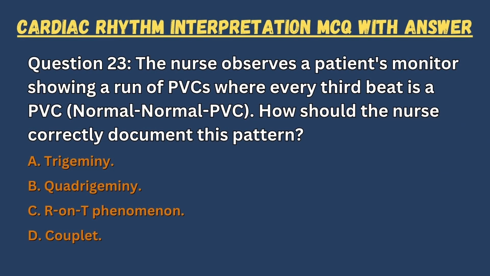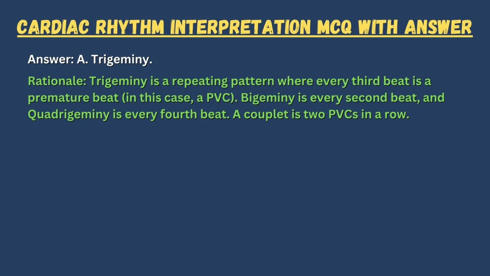Question 23. The nurse observes a patient's monitor showing a run of PVCs where every third beat is a PVC, normal PVC. How should the nurse correctly document this pattern? A. Trigeminy. B. Quadrigeminy. C. R-on-T phenomenon. D. Couplet. Answer: A. Trigeminy. Rationale: trigeminy is a repeating pattern where every third beat is a premature beat, in this case a PVC. Bigeminy is every second beat, and quadrigeminy is every fourth beat. A couplet is two PVCs in a row.